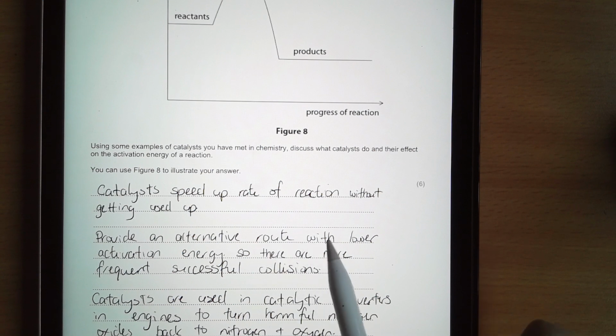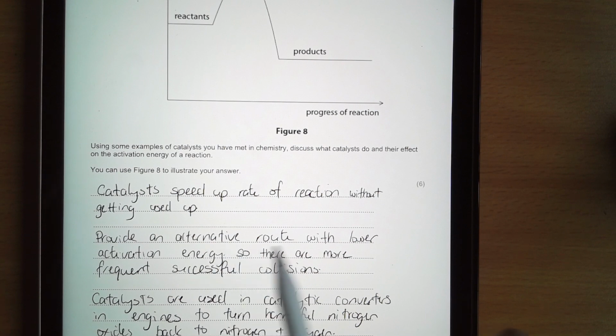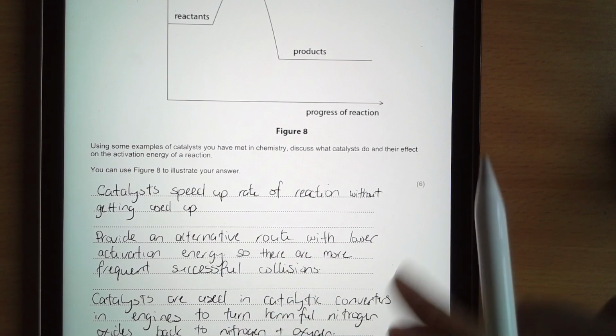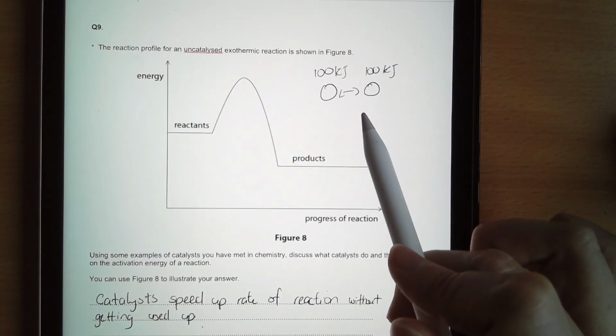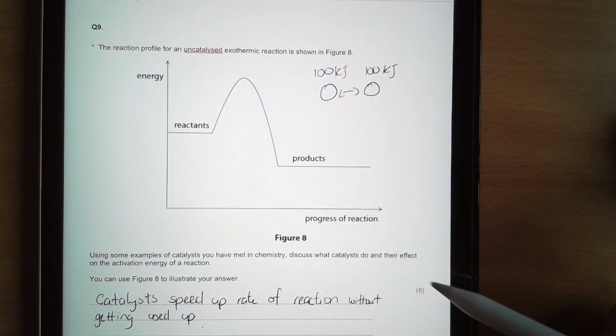They provide a different route for the energy for the reaction to take place, and the other route they provide requires less energy. So provide an alternative route. The way you phrase it is this: provide an alternative route with lower activation energy, and that means you're going to have more frequent successful collisions. And they ask you to illustrate your answer on this.